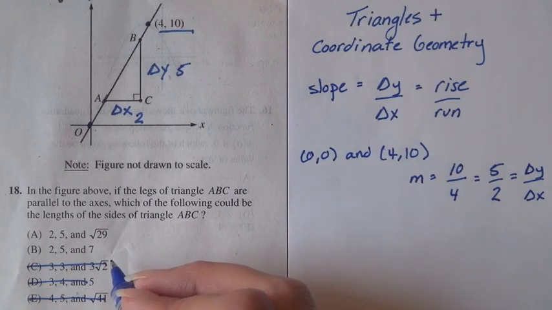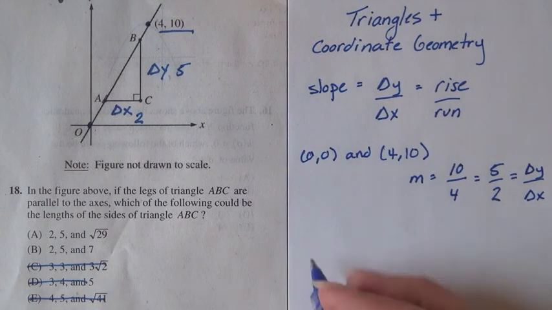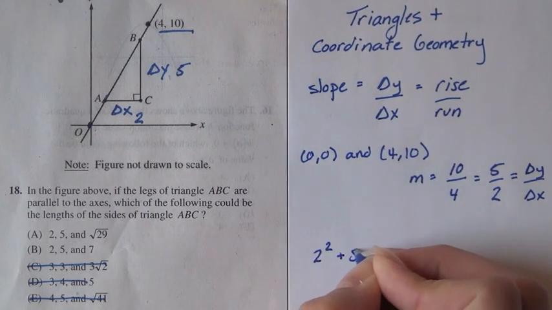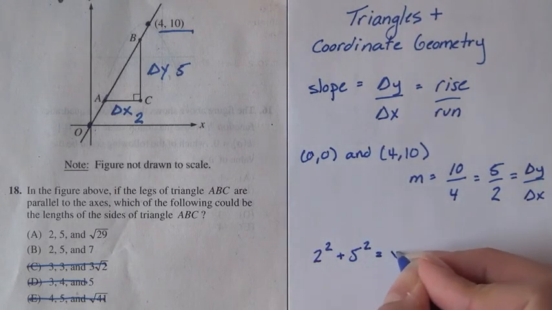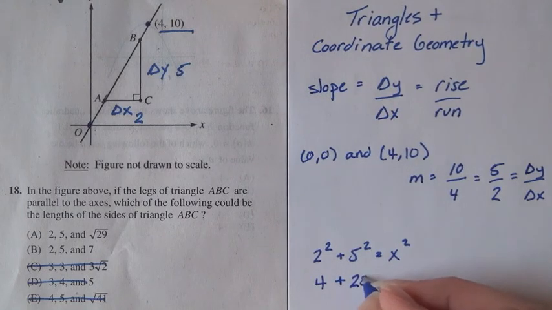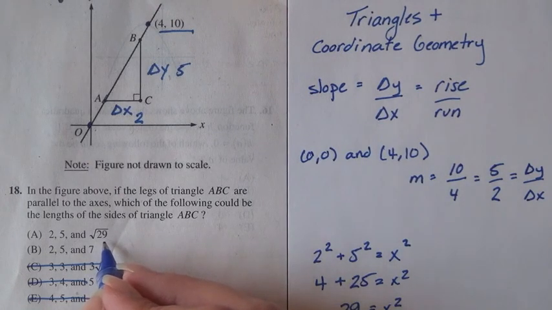It's the one that satisfies the relationship we already know about the lengths of the sides of a right triangle, the Pythagorean theorem. So which one of these has the correct 3 sides according to the Pythagorean theorem? Well, if my legs are 2 and 5, then that means the hypotenuse has got to match, according to the Pythagorean theorem, 4 plus 25 is equal to x squared, or x squared is equal to 29. So that means that the missing side has got to be the square root of 29.